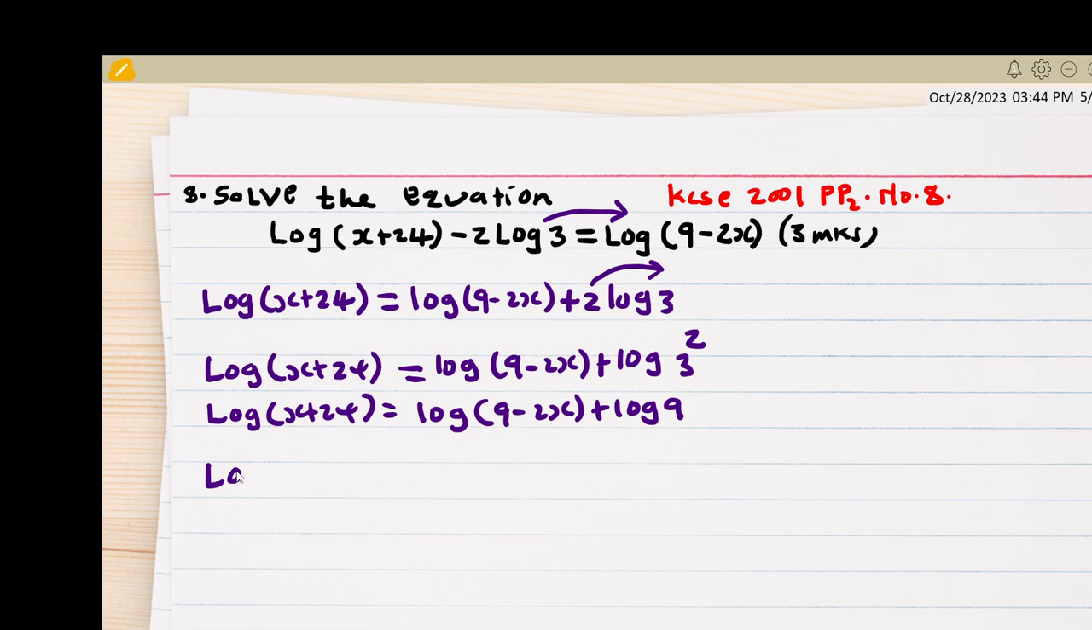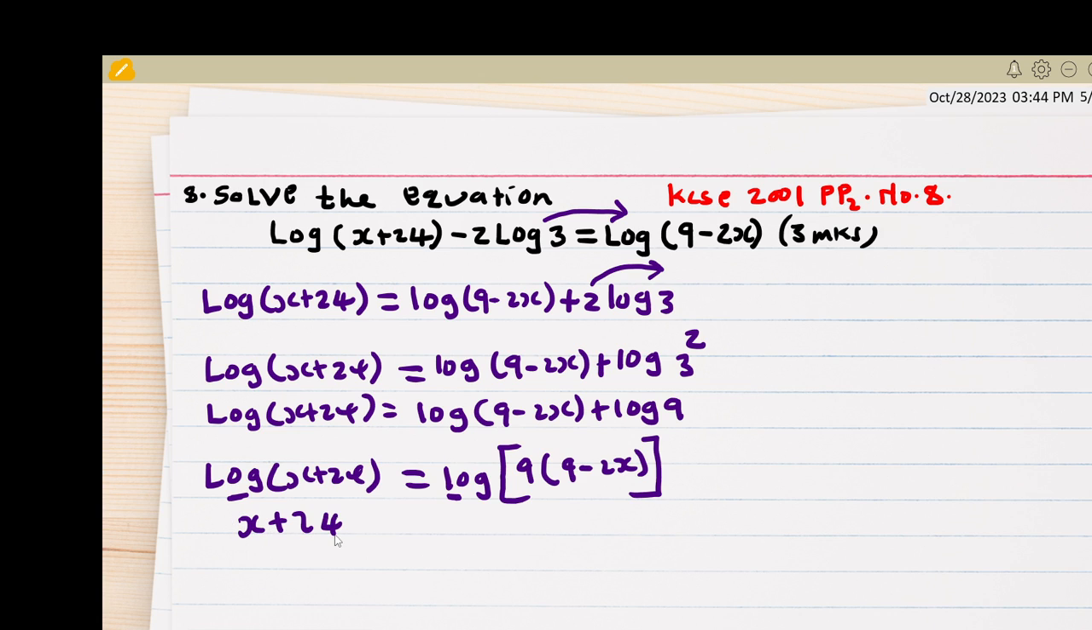So this will be the log of (x plus 24) is equal to the logarithm of, in brackets, we'll be multiplying these two, so 9 minus 2x multiplied by 9, which is the same as 9 into (9 minus 2x). Remember, whenever you add logs you have to multiply. So if I drop the log, because I have one log on the right hand side and one log on the left hand side, I remain with x plus 24 being equal to 9 into (9 minus 2x).